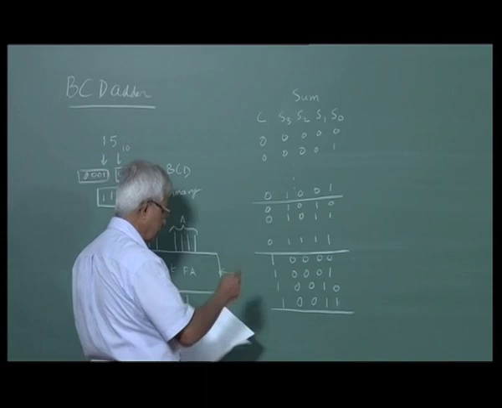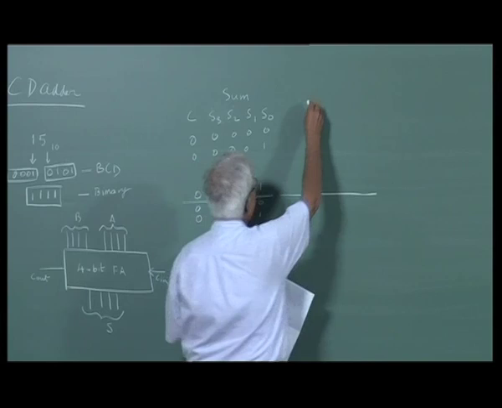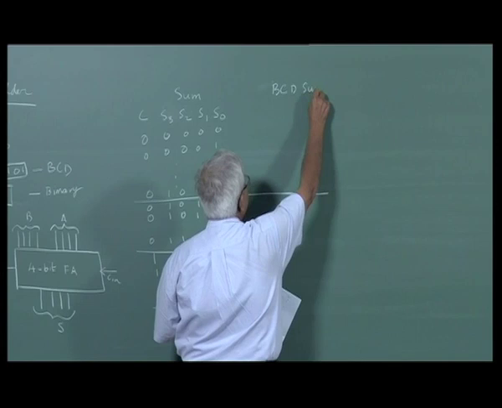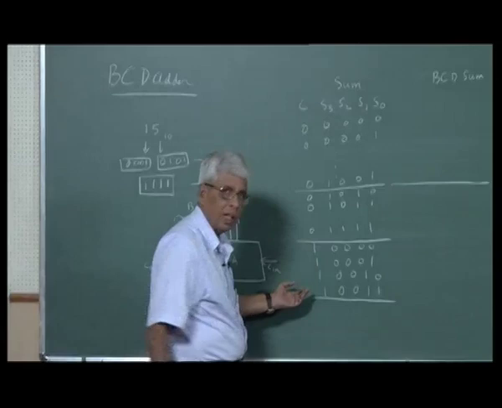Now I want this to be converted. Up to 9 there is no problem. This is the sum that is available in the BCD adder. But I want the sum in the BCD adder as a BCD sum should be. That means I want the sum as a binary coded decimal number. I do not want the sum as the binary number. This is the binary sum, but I want this number to be converted into BCD. So up to 9 there is no problem.